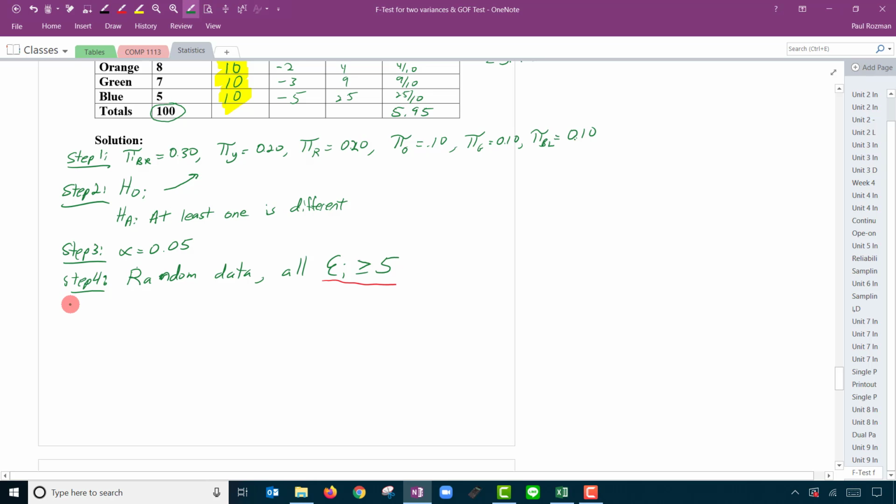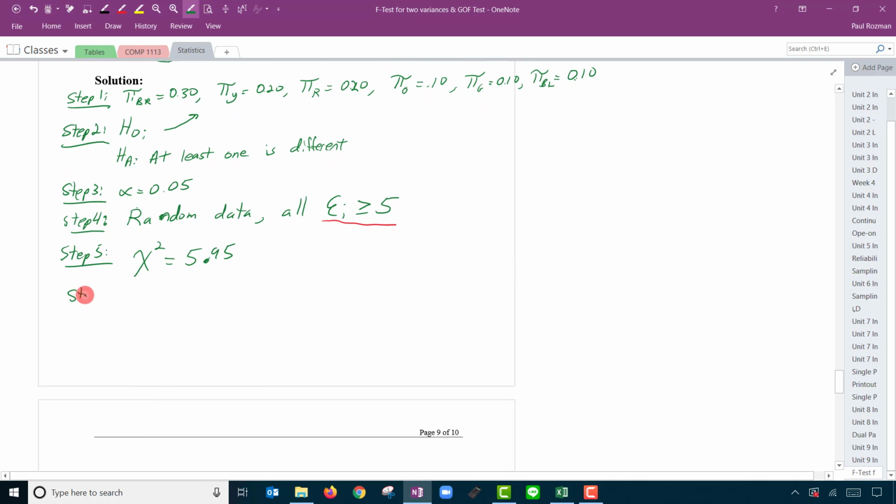On to step 5. Step 5 we already did. It's calculate the test statistic. Our chi-squared value was 5.95. Step 6. We could do this either traditionally or p-value method. All goodness of fit tests are right-tailed.